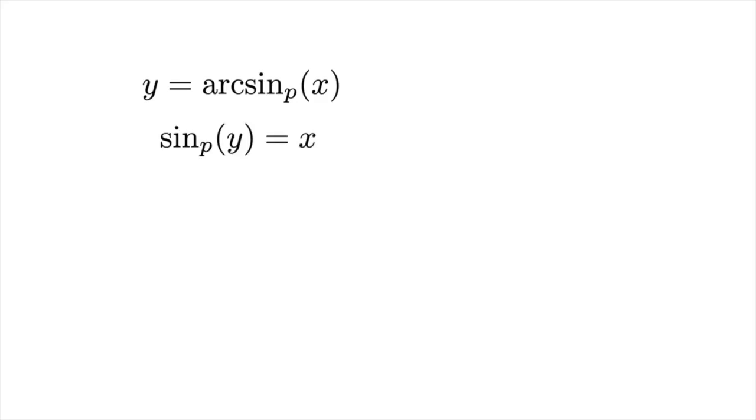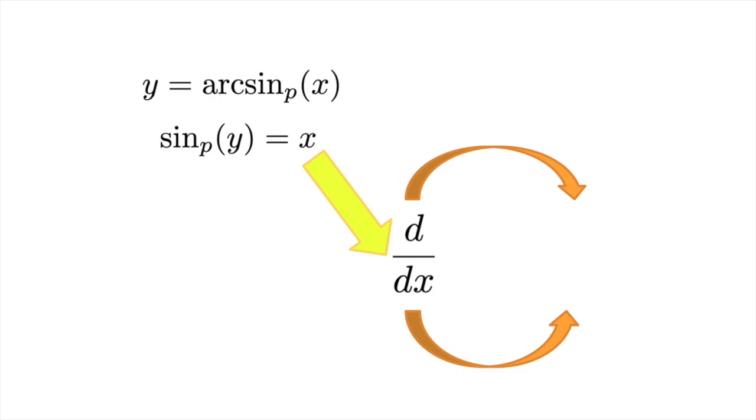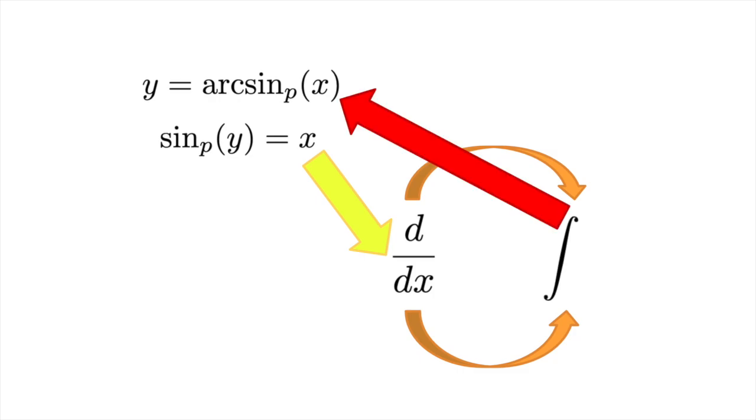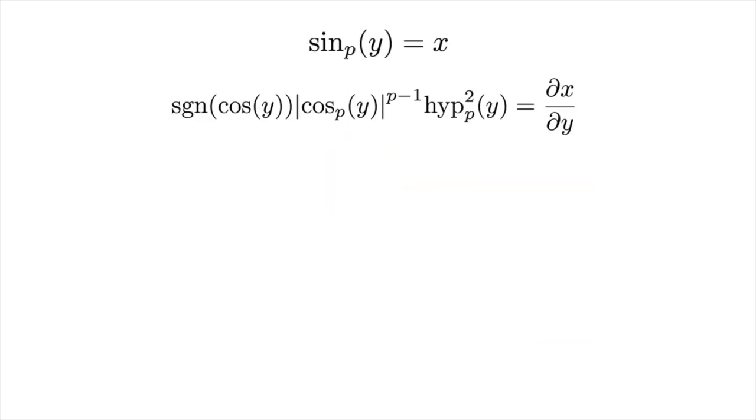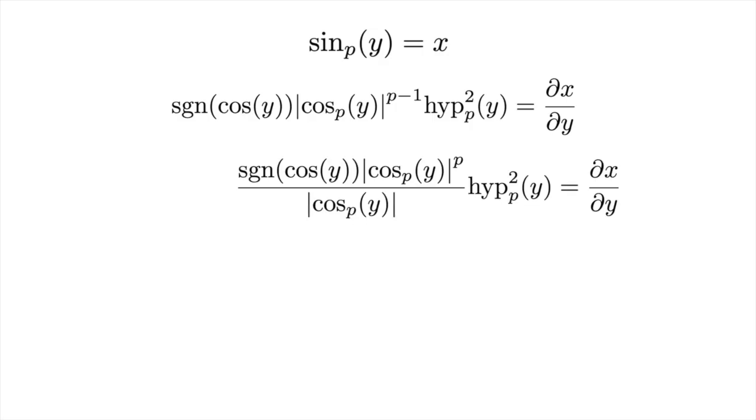In order to get this formula, what we're going to do is call arc sine base p of x y. We'll take the sine of both sides so that it's in a form that we can differentiate. Then we'll rearrange it into a form we can integrate and then turn back into arc sine base p. So starting with sine base p of y equals x, we'll differentiate both sides with respect to y. Then we'll move a single cosine down and multiply the left by cosine base p over cosine base p.